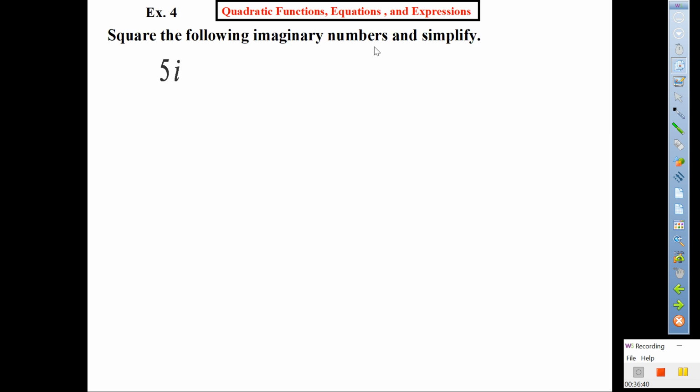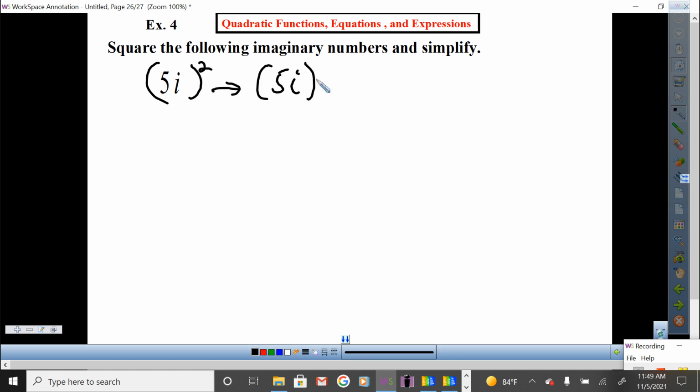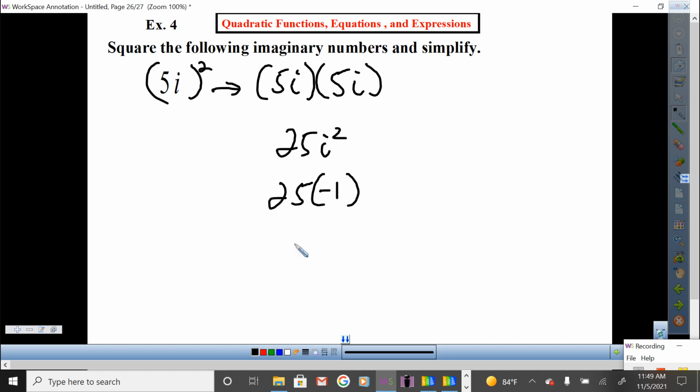So, for tonight's home play as well, you're going to get some that look like this. They're going to say, square the following imaginary and simplify. What does that mean? Then I need to take this number and square it. Which means what? 5i times 5i. What is 5 times 5? What is I times I? I squared. Am I done? No. 25 times what? -1, which is -25. Copy that or take a snapshot so you can have it as an example. That'll be our last problem for today.